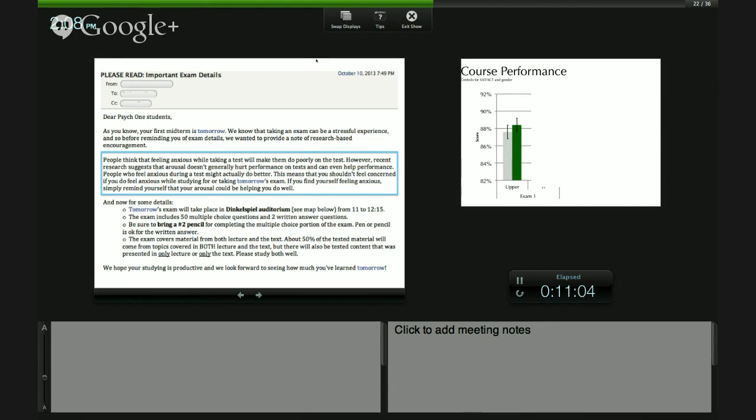People think that feeling anxious while taking a test will make them do poorly. However, recent research suggests that arousal doesn't generally hurt performance and can even help performance. If you find yourself feeling anxious, simply remind yourself that your arousal could be helping you do well. And then again, we have this really exciting opportunity to collect the outcome from the course itself.